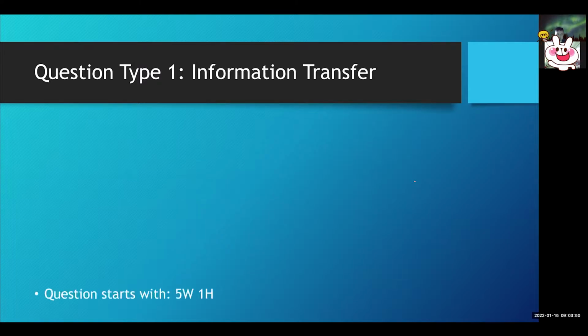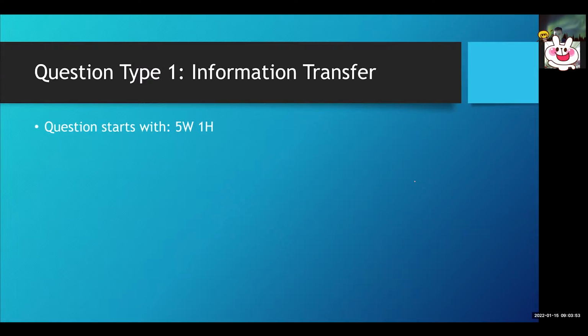Okay, let me just share in detail. The question starts with what we know as the 5W1H. Okay, these are question words, right? The 5W1H. Who, what, when, why, where, and how. Can you see? Who, what, when, why, where, and how. Each of these question words is asking you for a very specific piece of detail in the passage. So you need to go to the passage, look for that piece of information, right? And then transfer it into your answer. That's why we call this information transfer. Okay.